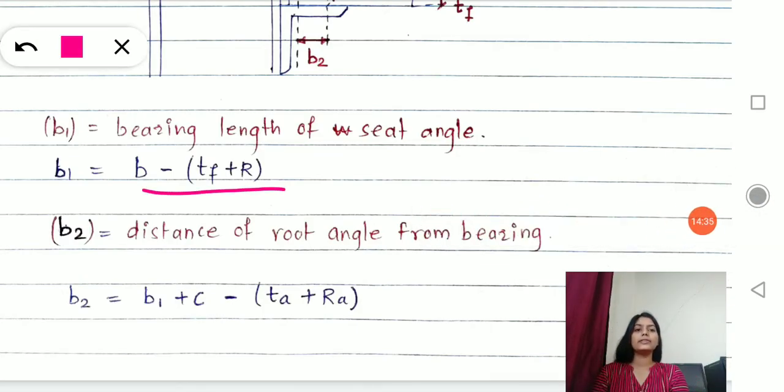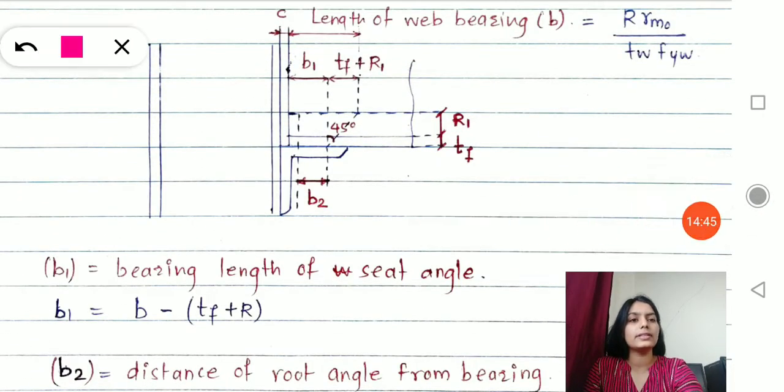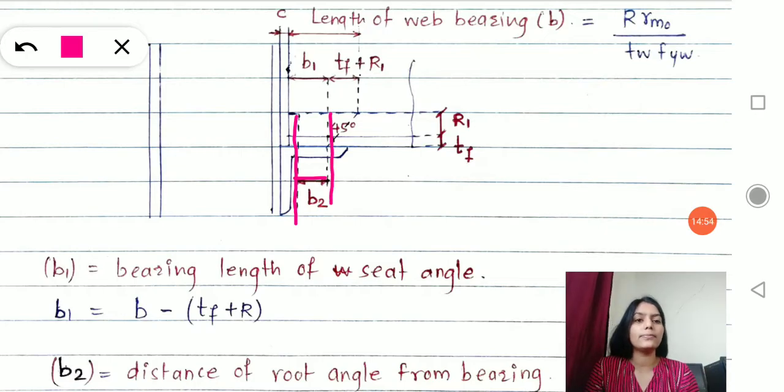Right. Next is your distance of root angle from bearing. Distance of root angle from bearing means what? See here, this B2 distance. This is the bearing, and from that, what is the distance of B2? The distance of root angle from bearing is calculated as B2.